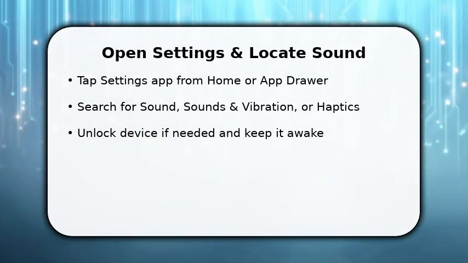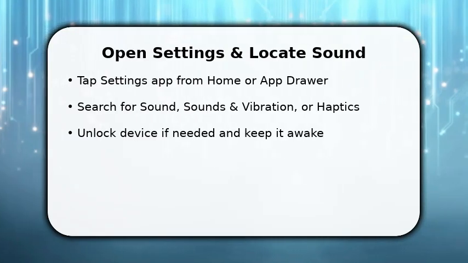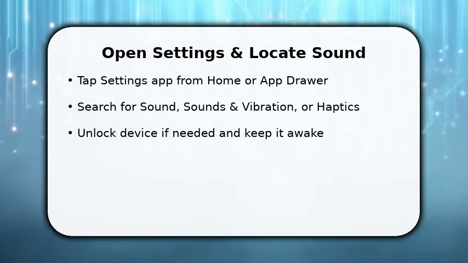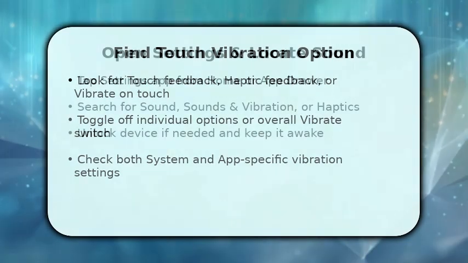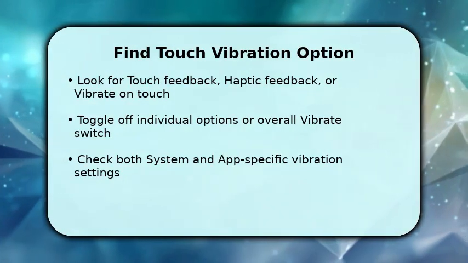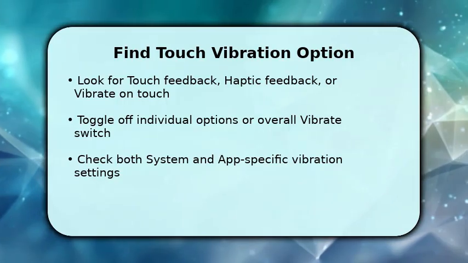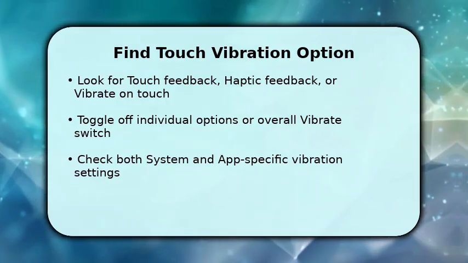If your phone uses a settings search bar, type Vibrate to jump faster. That saves time. You'll now scan the menu for touch vibration labels. Look for haptic feedback, vibrate on touch, or touch feedback intensity. Once you find it, tap the entry to reveal individual toggles.